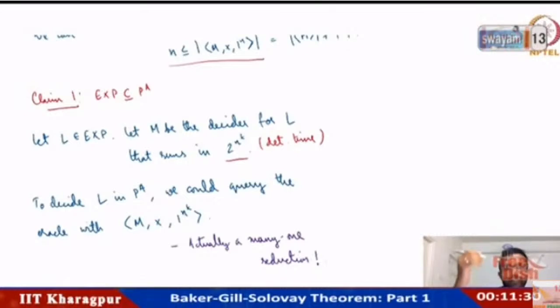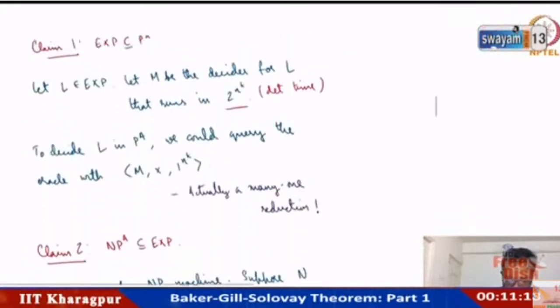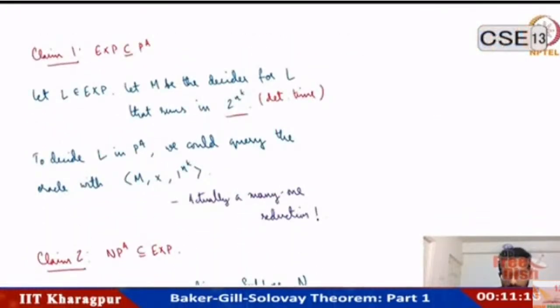again, this is P^A, right? So which means it's a polynomial time machine that has the language A as an oracle. So we can ask questions of the form ⟨M, x, 1^n⟩, right? So what we can do, we know M runs in 2^(n^k) time. So we can just ask the oracle, does it give the right answer in 2^(n^k) time?